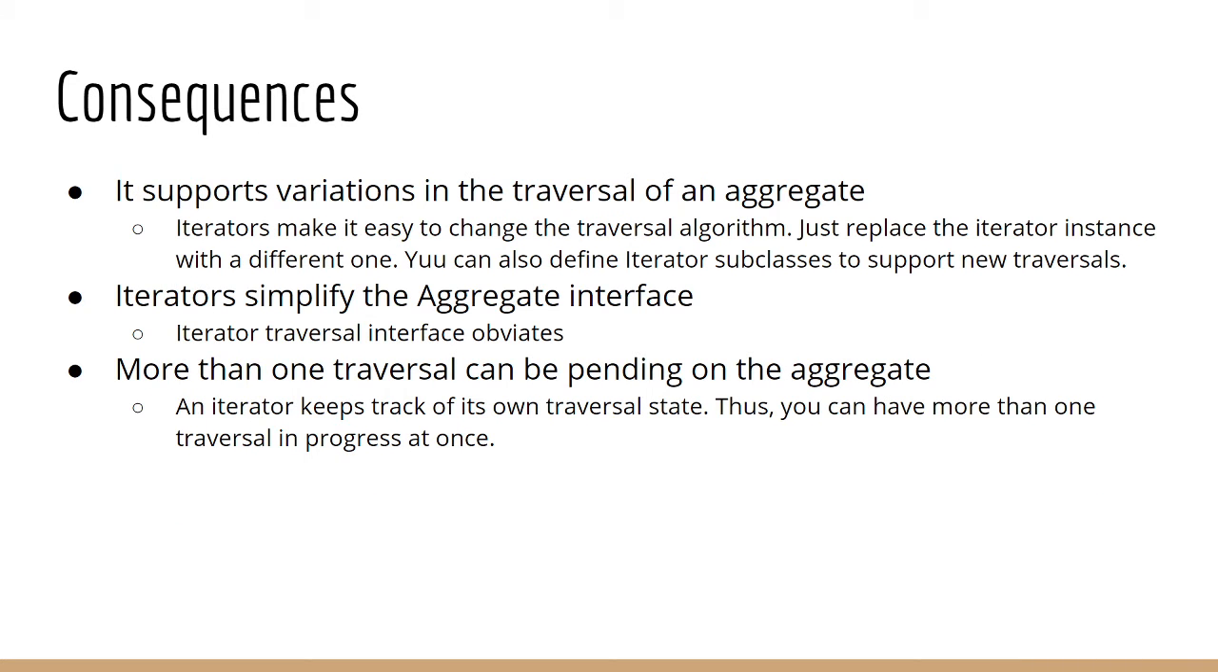So what are some of the consequences, some of the results from the iterator design pattern? One of the consequences or results is that it supports variations in the traversal of an aggregate. Iterators make it easy to change the traversal algorithm. In order to do this, you just need to replace the iterator instance with a different one. You can also define iterator subclasses to support new traversals.